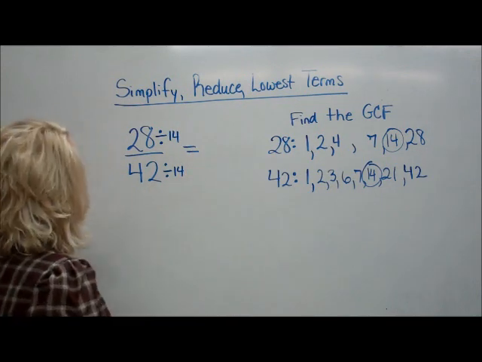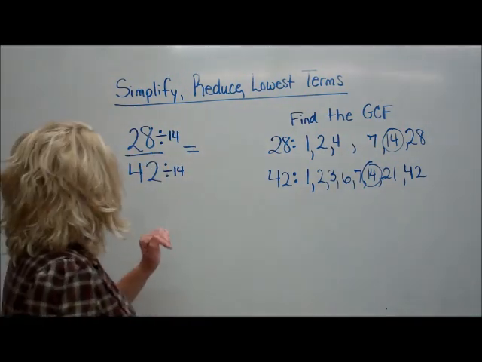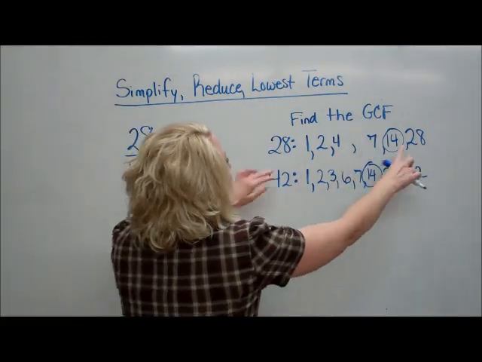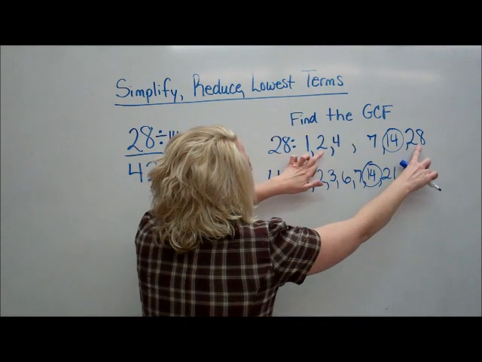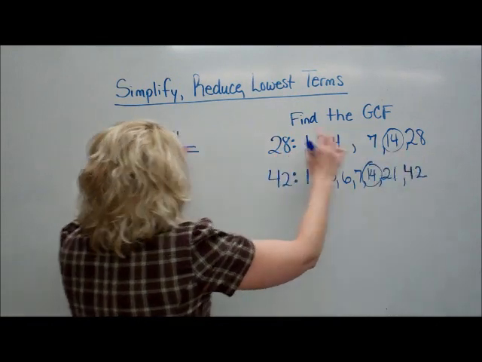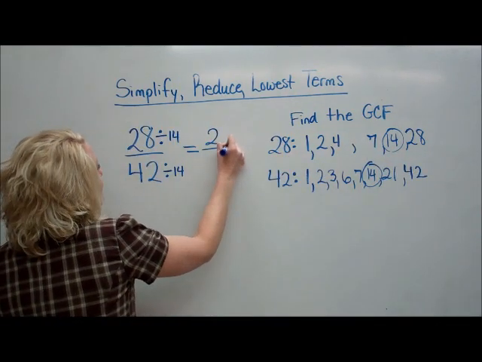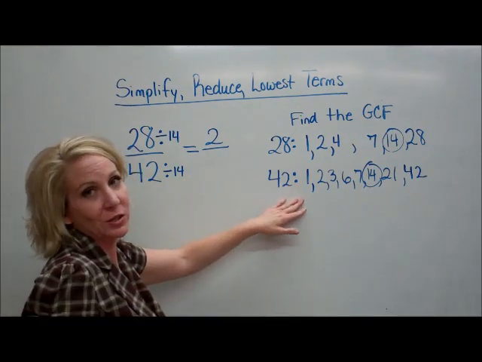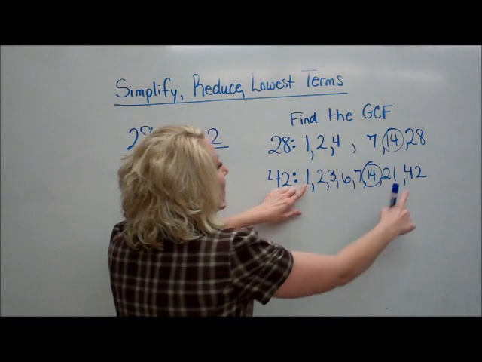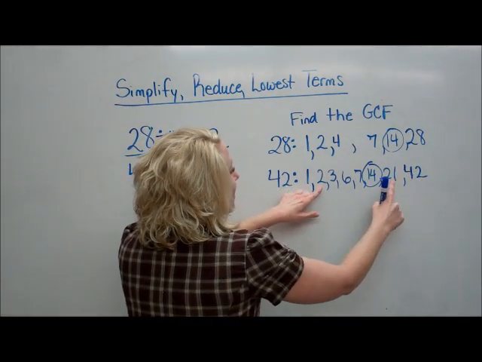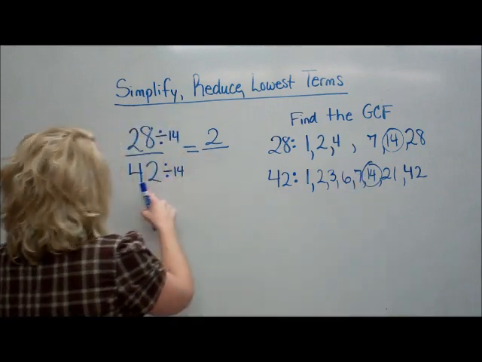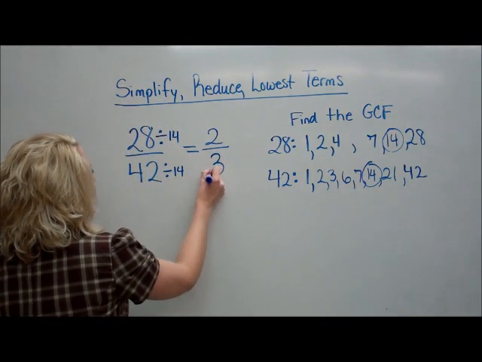So, 14 divides into 28. The students can return to their work here to figure it out: here's 1 times 28, 2 times 14. 14 divides into 28 2 times. And then we have 14 divided into 42. Again, the students can use their list here to figure it out. 1 times 42, 2 times 21, 3 times 14. So 14 divides into 42 3 times.